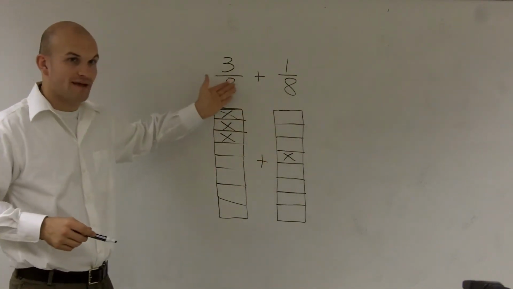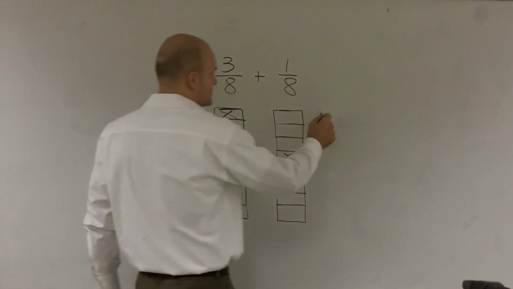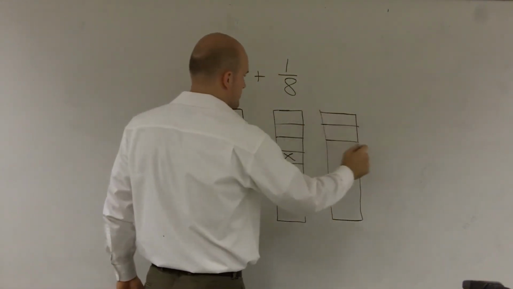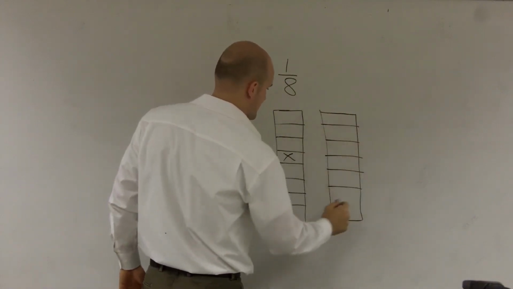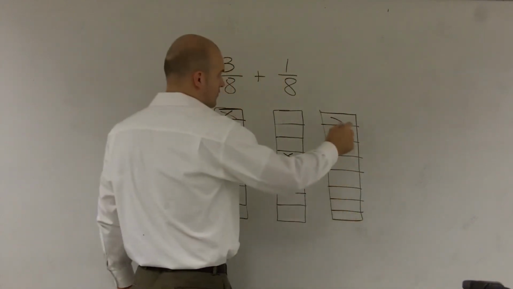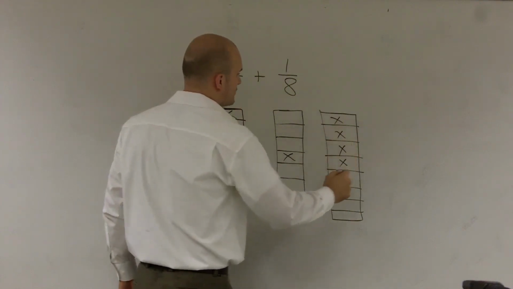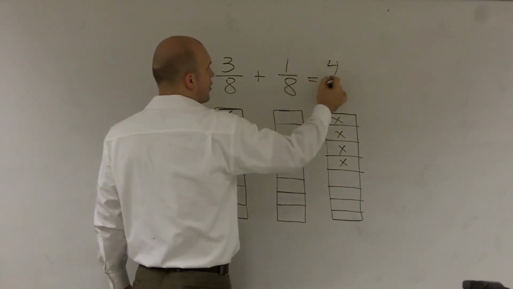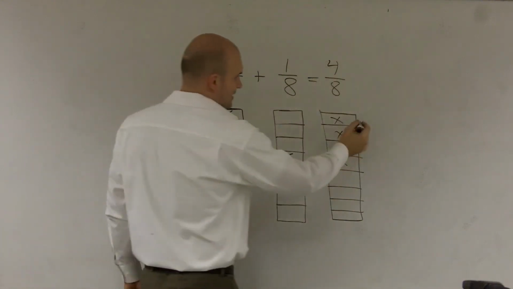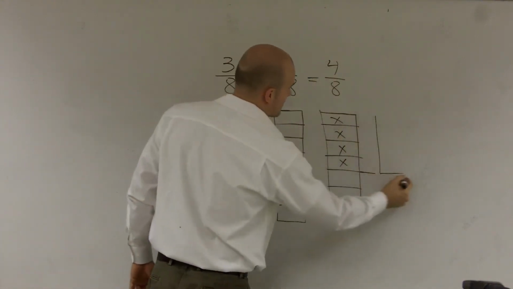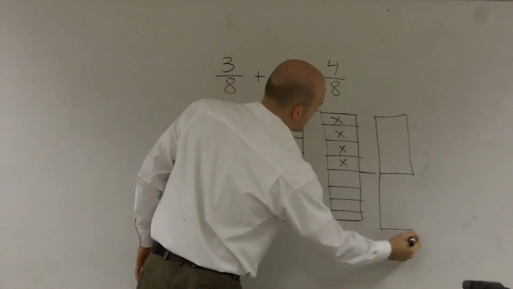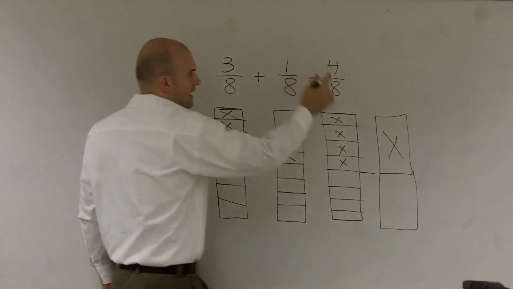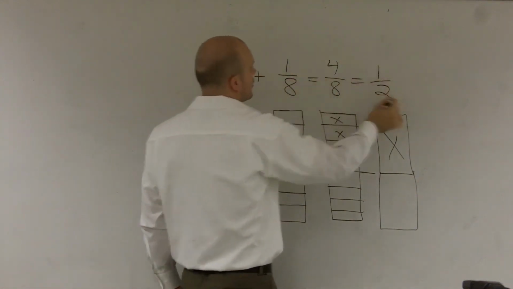out of a total of 8 sections, I am going to have a total of 1, 2, 3, 4. And it's still out of 8 sections, so I have 4 over 8, which, if you break this up, is the same thing as 1/2. So 4/8 is equal to 1/2.